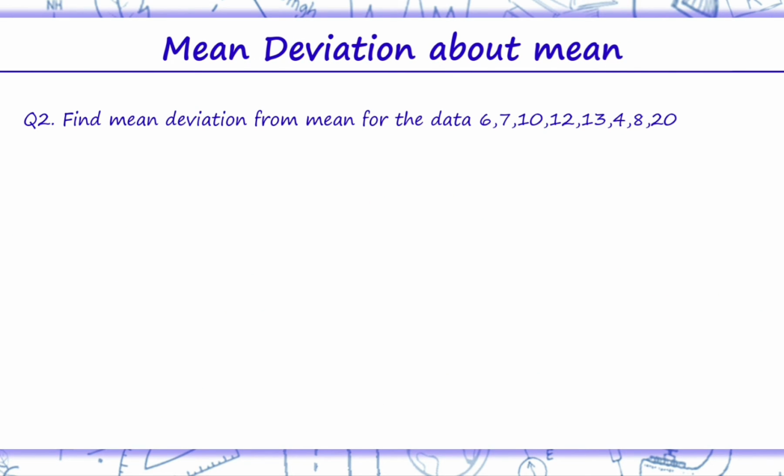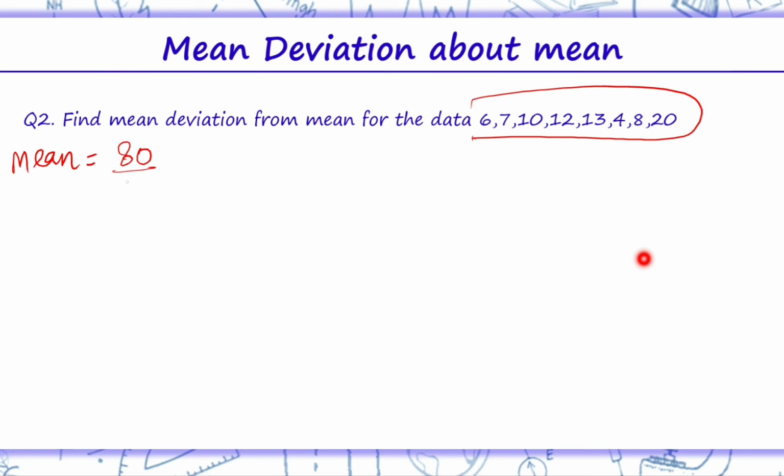Coming on to the mean deviation about mean. First we'll calculate the mean. How do we calculate mean? Sum of the observations upon total number of observations. If I do the sum of observations, 6 plus 7 is 13, 13 plus 10 is 23, 23 plus 10 is 35, 35 plus 13 we'll get 48, then 52, 52 plus 8 is 60, 60 plus 20 is 80. So 80, total 8 observations, 80 by 8, so the mean is 10.